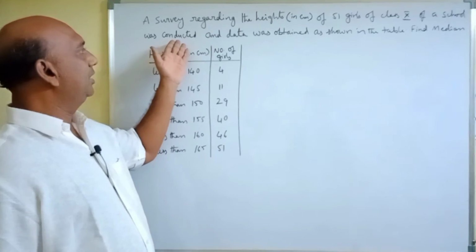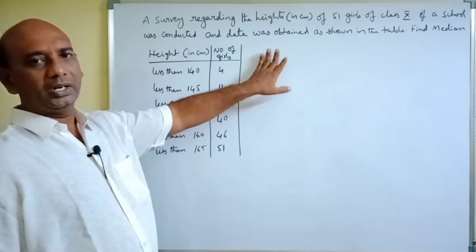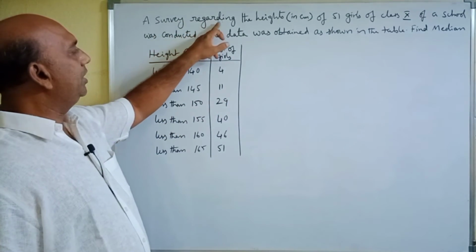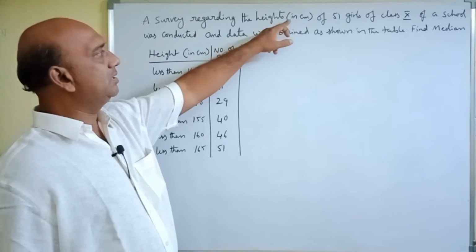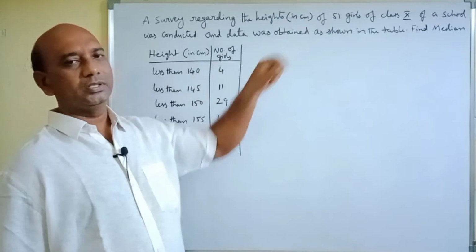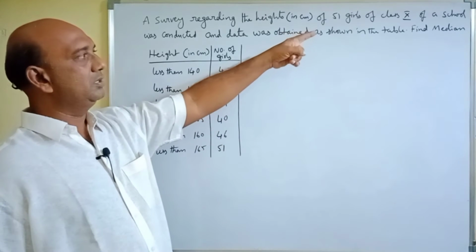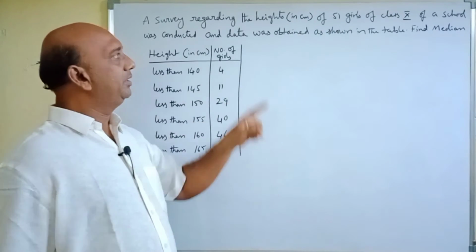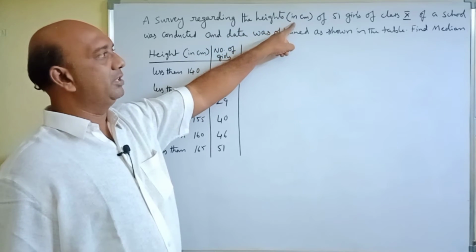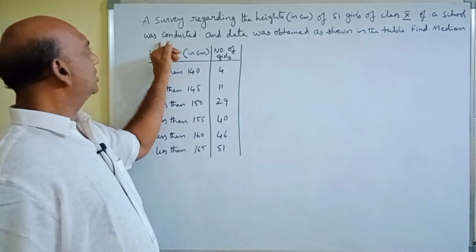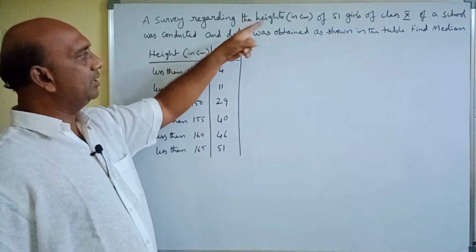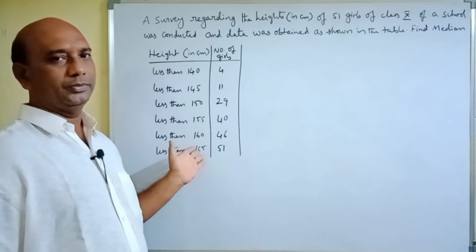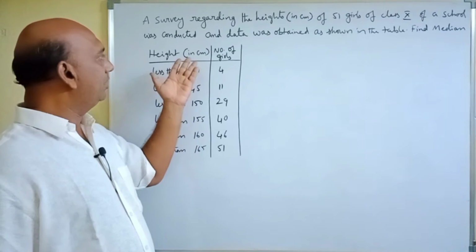Okay students, let us see another example related to the median. A survey regarding heights in centimeters. Heights are given in centimeters of 51 girls. That means in class 10th, altogether 51 girls are there. A survey was conducted on the heights of these girls in a school, and the data was obtained as shown in this table. We have to find the median of this given data.